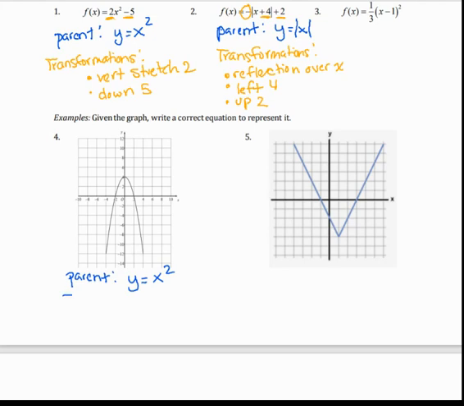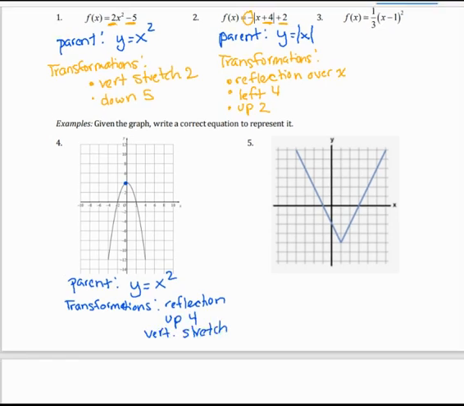So what are some of my transformations? Well, let's look. What is one that pops up very quickly? Normally, a parent graph opens up. So this is going down, which means we have a reflection. What else do we have? Usually the parent graph's vertex is at the origin. This one is up at 0, 4. So we are going to go up 4 units. So we see we have a reflection. We are going up 4.